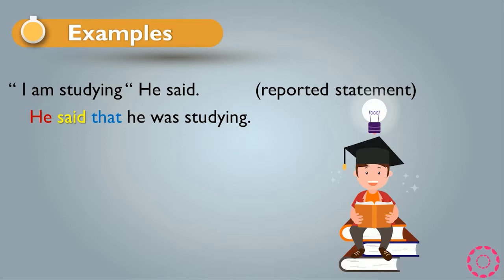Okay, we rewrite he said, and after that we say that, according to the rule, and we change I to he. As I said in the previous lecture, we change I to he or she, but because we have he, so we have to say he. And after that, we also change am to was, and I am studying became he said that he was studying. This is a reported statement or reported speech.